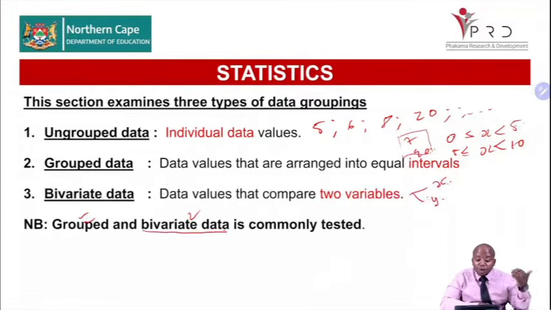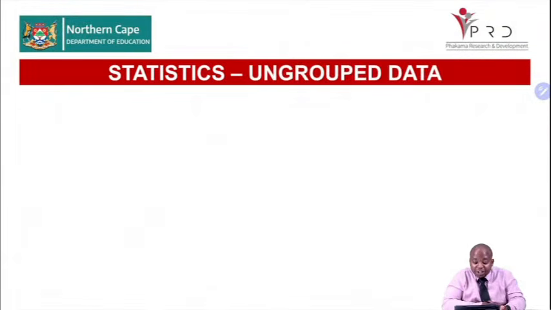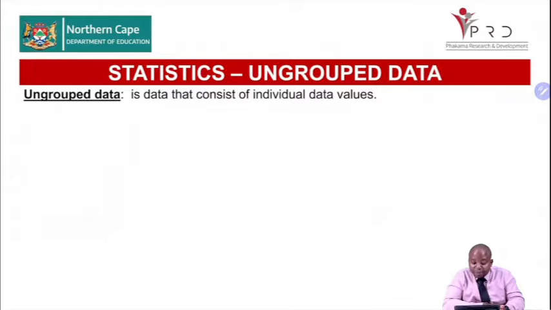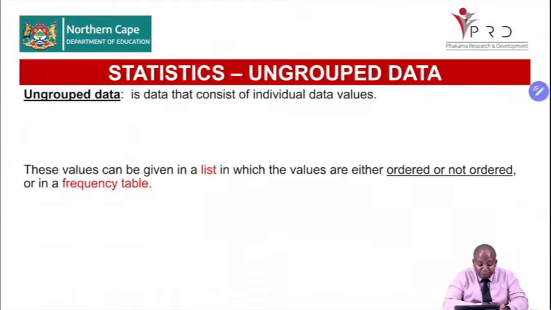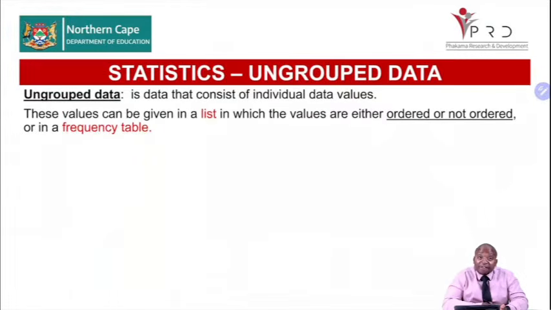But that does not mean you must disregard or forget about the ungrouped data. The ungrouped data is also examinable according to our examination guidelines. So you must make sure that we know much about them. Right. Ungrouped data is data that consists of individual data values. These values can be given in a list in which the values are either ordered or not ordered, or in a frequency table. So here we are looking at whether we are going to look at an ordered set or a set that is not ordered.